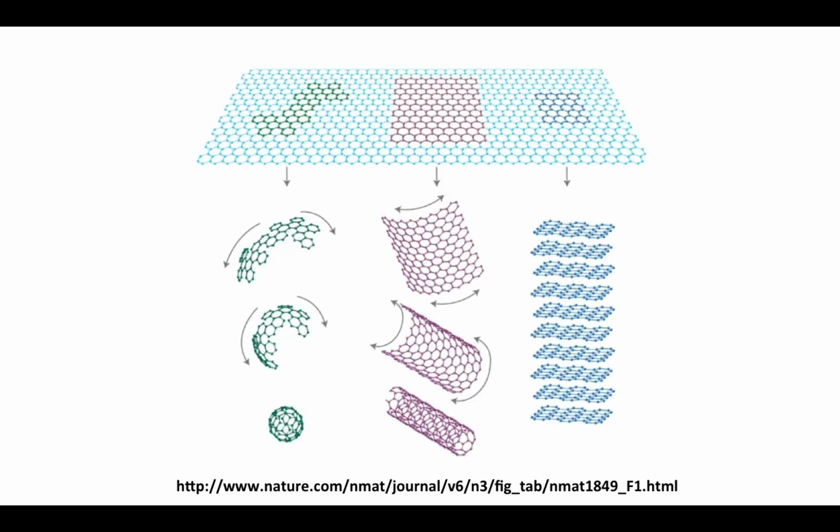At the top is a sheet of what's called graphene, which has this extensive structure of conjugated bonds. It's shaped like a chicken wire, and it can be bent around into different structures. On the left is a buckyball, in the middle is a nanotube, and on the right is graphite.